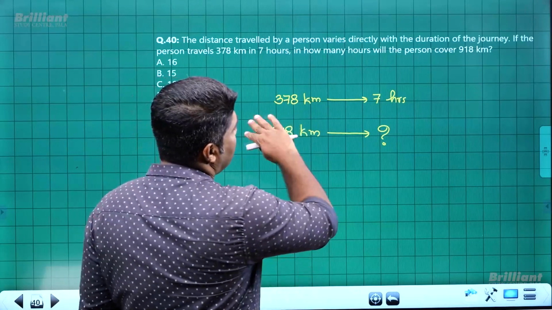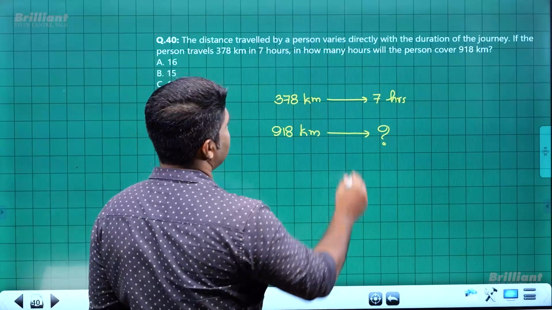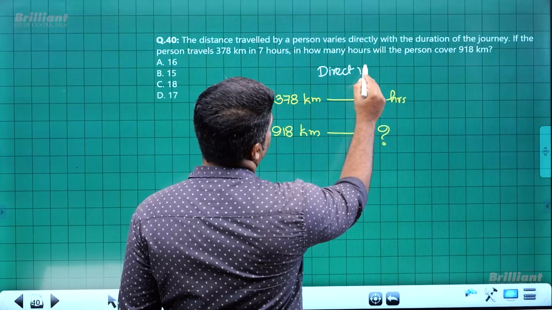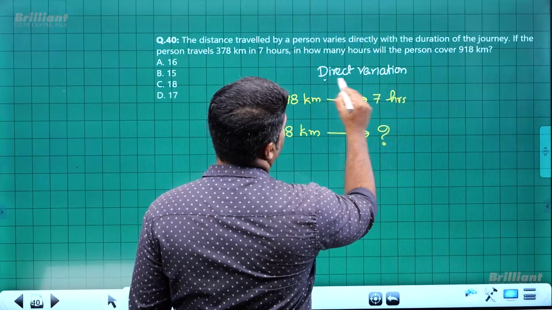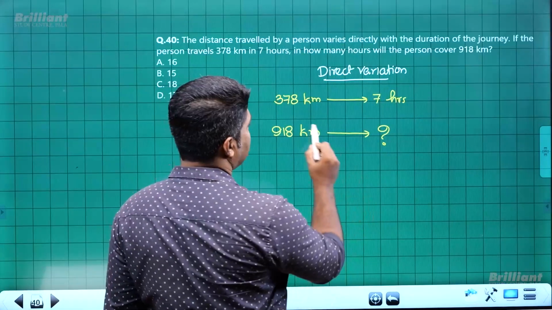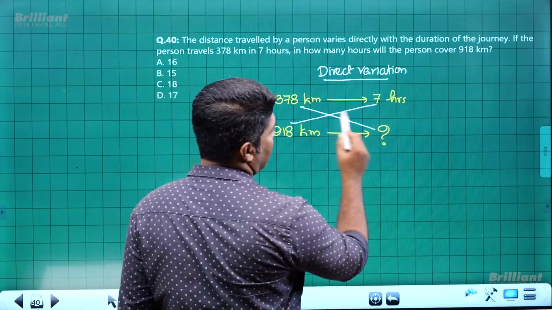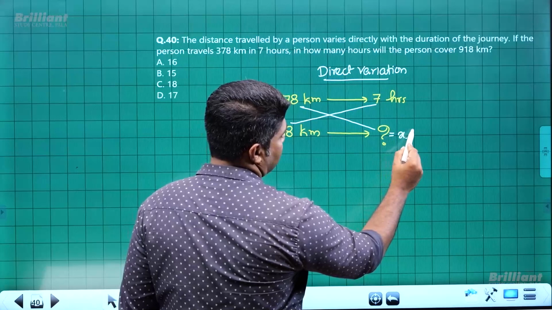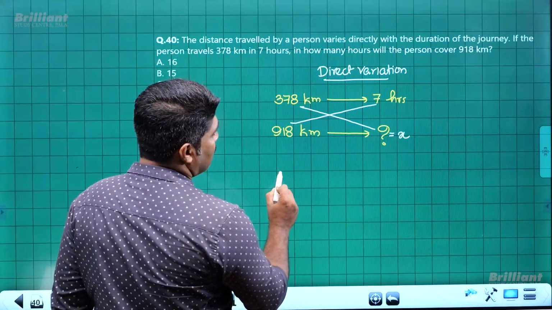How to do it? These two quantities are in direct variation, so it's a case of direct variation. What is the speciality of direct variation? In such direct variation, cross products are equal. Product of these two values equals product of these values. So this is the basic idea. Suppose this is x. Then how to perform the operation here?